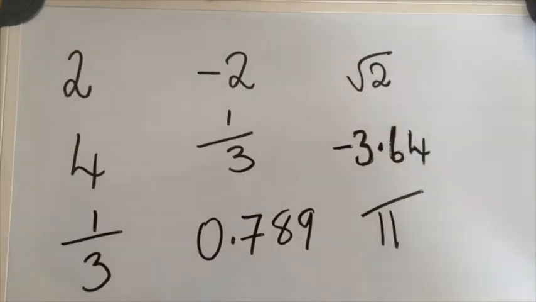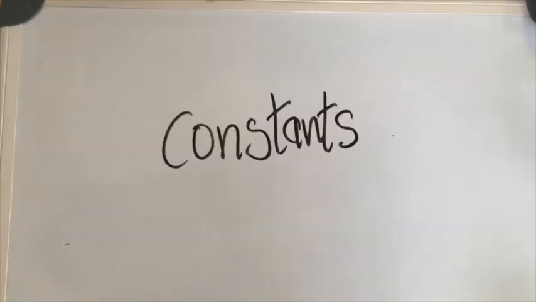Look at all these numbers. What have they in common? Well, they always remain the same. They have fixed values. They are called constants. Note I added in pi. Pi is a constant because its value never changes.